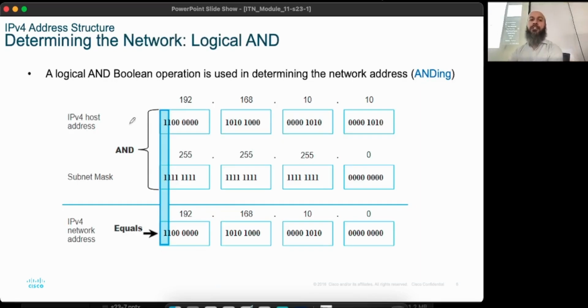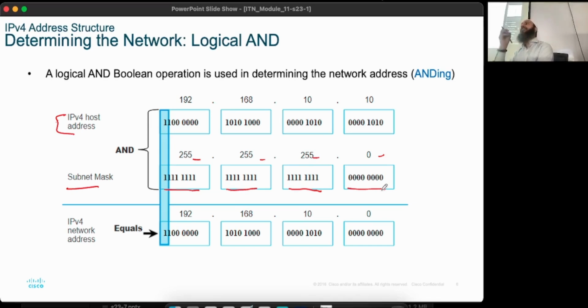So if you have an IP version 4 host address, 192.168.10.10, and you are given a subnet mask, which is 255.255.255.0, which is 11111111, 11111111, 11111111, and 00000000. Okay. So if you have this, in order to calculate the network portion, this is important.